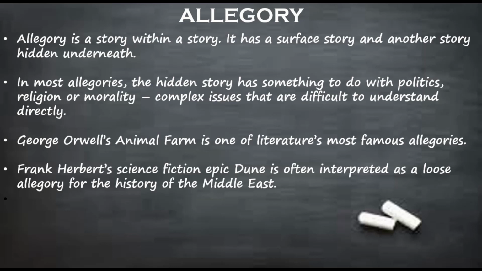One of the examples is George Orwell's Animal Farm, which is one of literature's most famous allegories. The surface story is about a group of farm animals who rise up, kick out the humans, and try to run the farm themselves. The hidden story, however, is about the Russian Revolution, and each one of the characters represents some figure from the revolution.